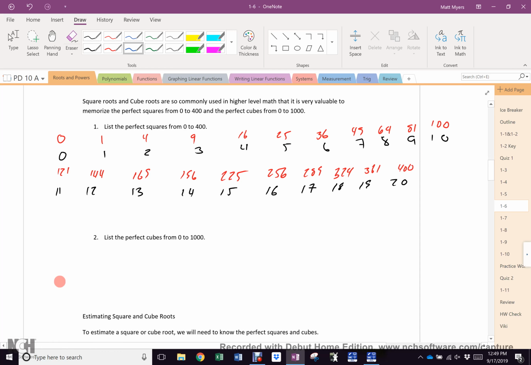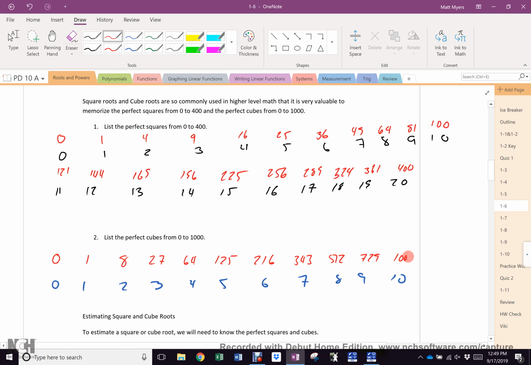So let's do the cubes. 0, 1, 2, 3, 4, 5, 6, 7, 8, 9, 10. What's the cube of 0? It's tricky. 0. What's the cube of 1? 1. What's the cube of 2? Cube of 3. Cube of 4. Cube of 5. Cube of 6. 216. Cube of 7. 343. Cube of 8. 512. Cube of 9. 729. And cube of 10? 1,000.